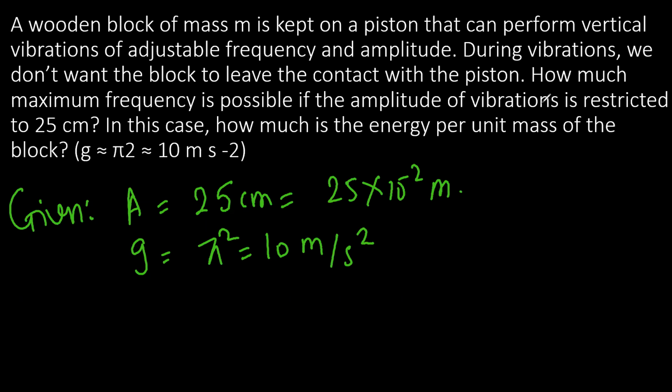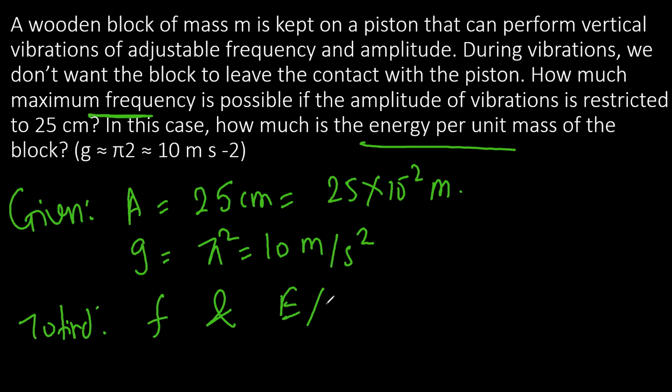These two values are given. And here they mention the maximum frequency. We need to find the frequency. Maximum frequency means you are at the highest point. And what else to find out? Energy per unit mass. So two things to find: the frequency and the energy per unit mass. Let's go for the solution.